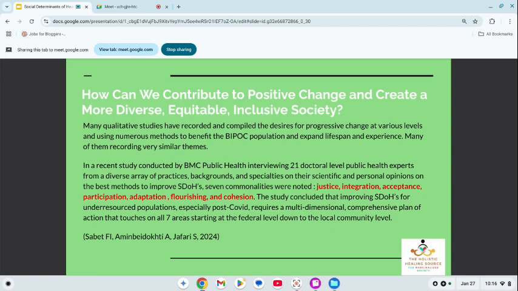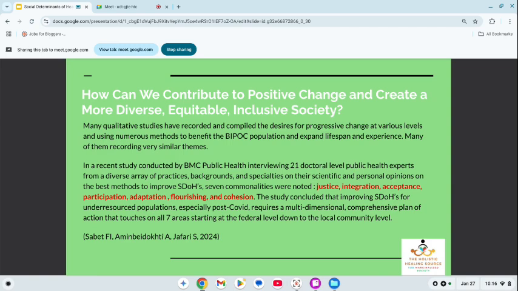In a recent study conducted by BMC Public Health, interviewing 21 doctoral level public health experts from a diverse array of practices, backgrounds, and specialties on their scientific and personal opinions on the best methods to improve social determinants of health, 7 commonalities were noted: justice, integration, acceptance, participation, adaptation, flourishing, and cohesion.